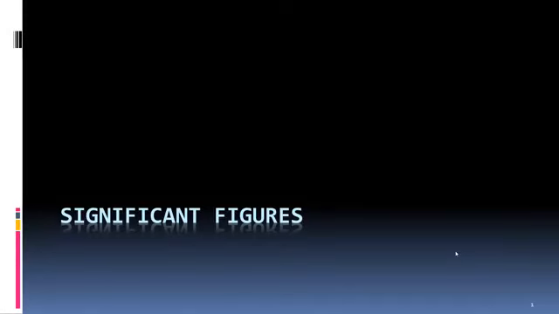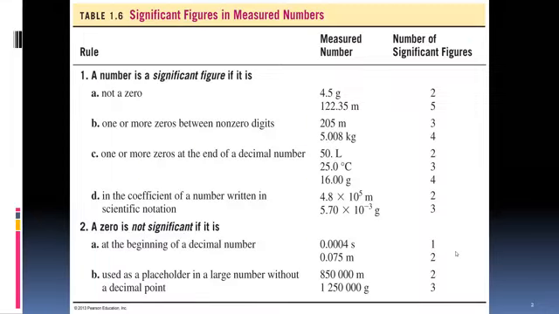Today, we're going to talk a little bit about the topic of significant figures. Significant figures are important in maintaining the appropriate precision in measurements carried out in science. In order to work with significant figures, we first must be able to recognize which digits are significant in a number.